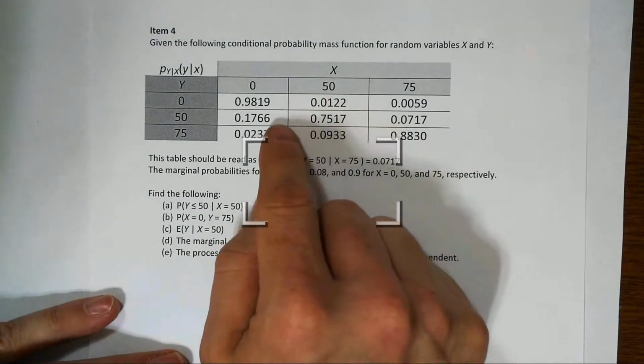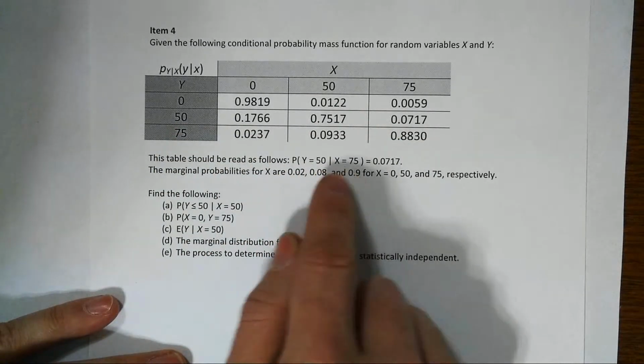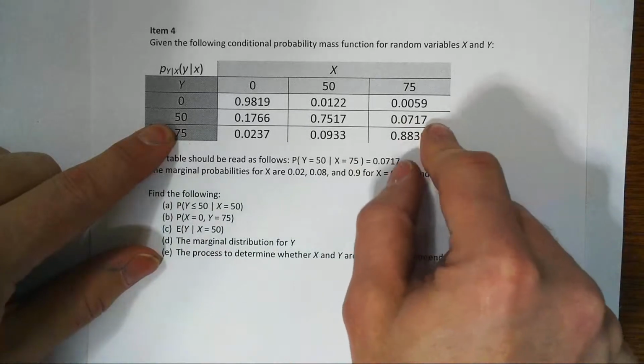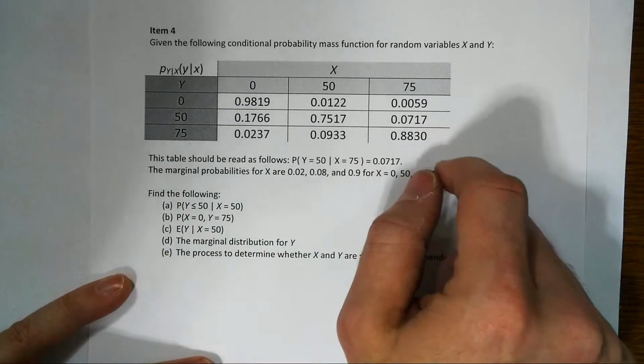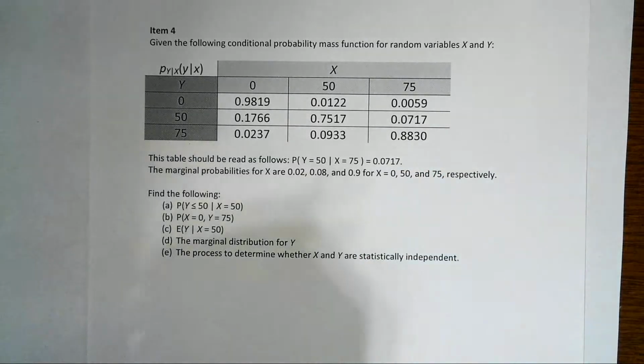Right? And so the way we read this, the table tells us that the probability of y equals 50 given x equals 75 would be 0.0717. This looks like it might be a properly defined distribution, but it turns out that it's not. And let's explore that for just a moment.